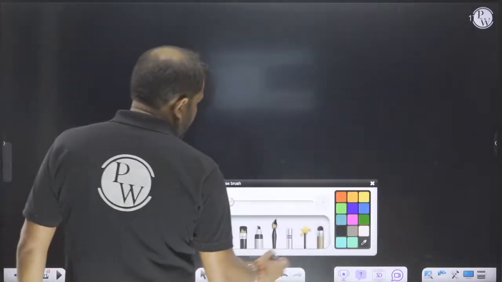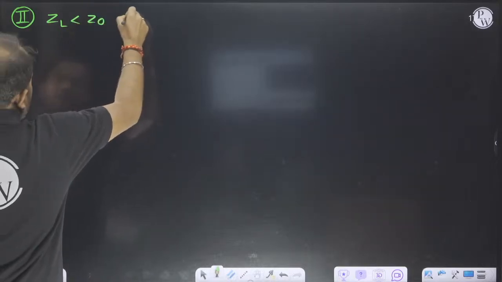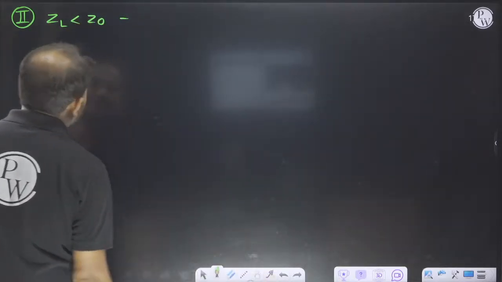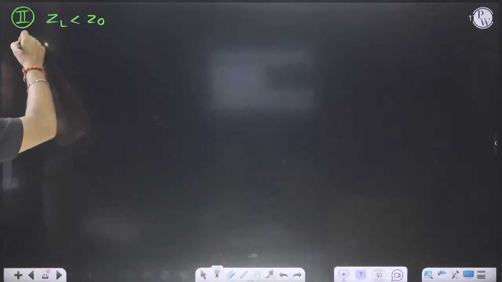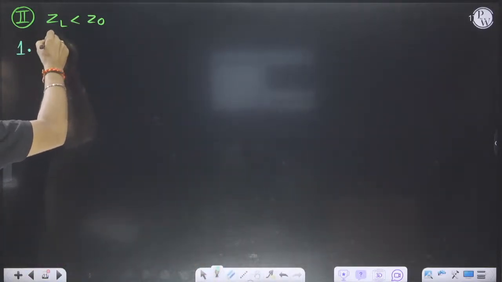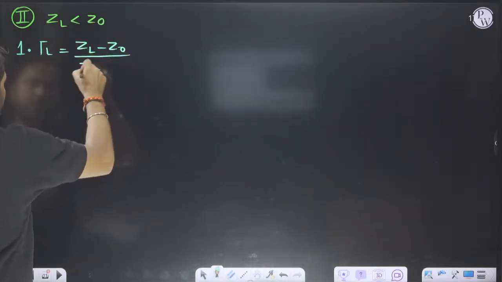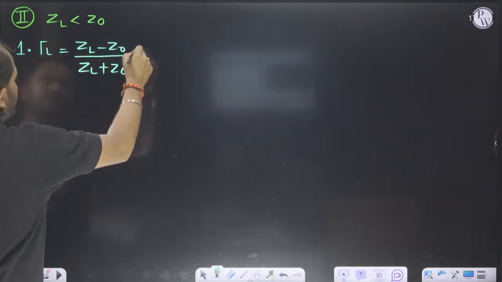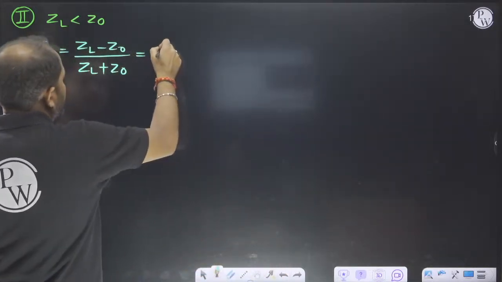Then our second case. What is the second case? Case second is ZL less than Z0. In this case, what is gamma L? Gamma L will be ZL minus Z0 over ZL plus Z0. Since it is a lesser value, it is minus, K less than 1.